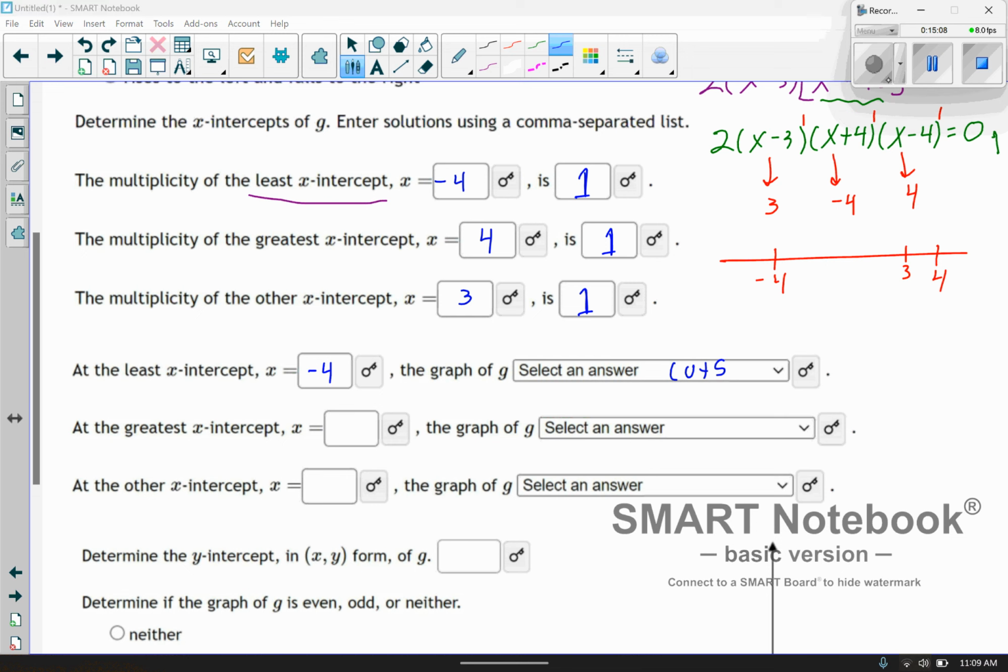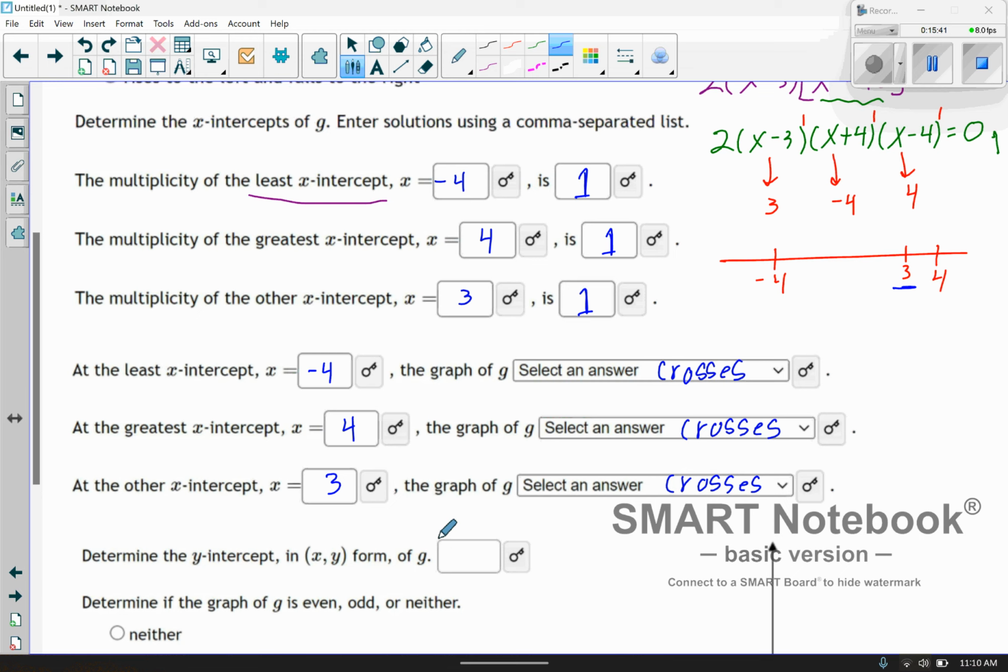Okay, I just looked it up. It actually is going to say crosses. So it's going to be either touches or crosses, and I just want to make sure I'm consistent here. So it crosses the x-axis at -4. And then for the greatest x-intercept, the largest one, which was +4, it also crosses. They're all going to cross. And then the other one, we did have a third one, which was 3, and for that one, it also crosses the x-axis.